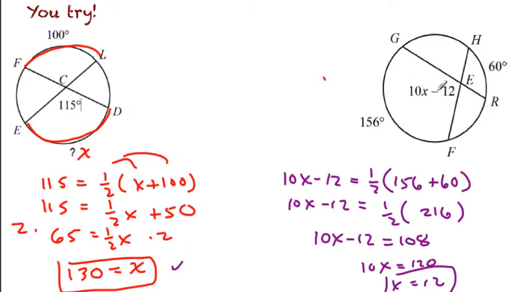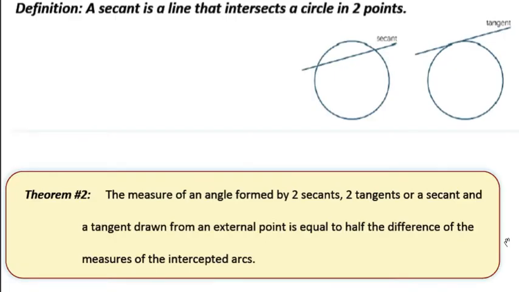Second one, 10x minus 2 is equal to half of 156 plus 60. That simplifies to 216. You can multiply that by half and get 108. Add 12 to both sides, 120. Divide by 10 to get x equals 12. So this is one of the easier theorems that you're going to come across. If two chords intersect on the inside of the circle, the angle is equal to half the sum of the intercepted arcs.